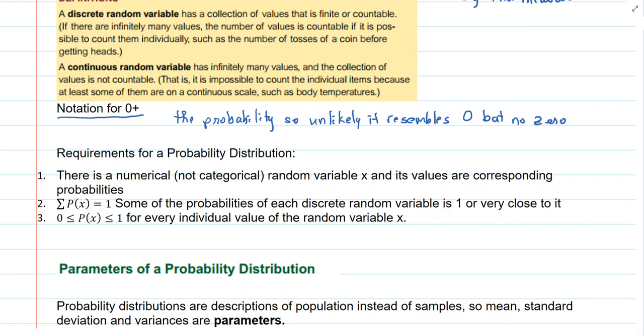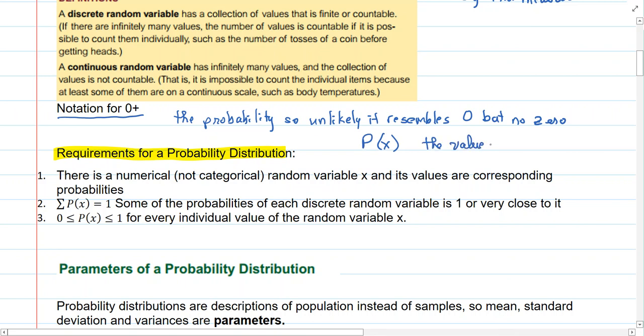So let's talk first about the requirements for a probability distribution. Now remember, probability is the P of X, and we've known that. The probability is of an event. Well, here, the X is the assigned value or values that you have to arrive with. And each random variable has a probability.